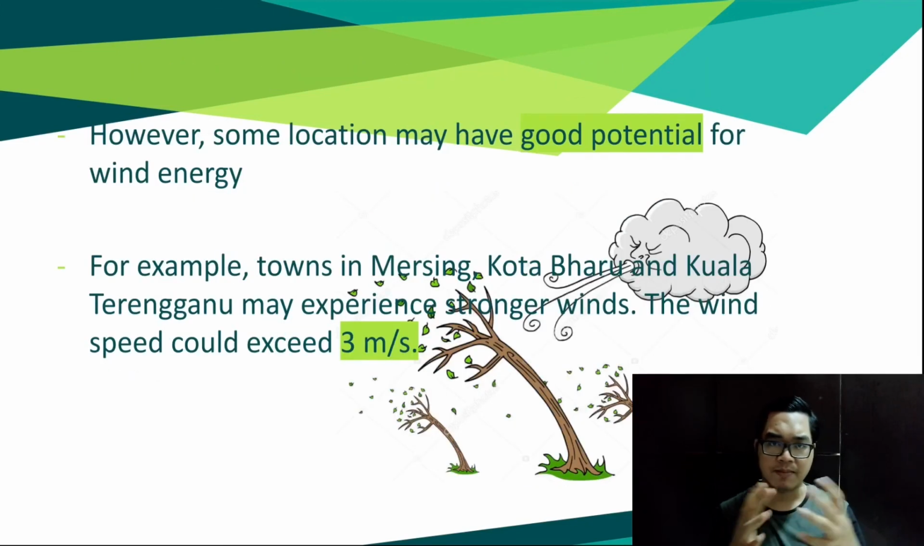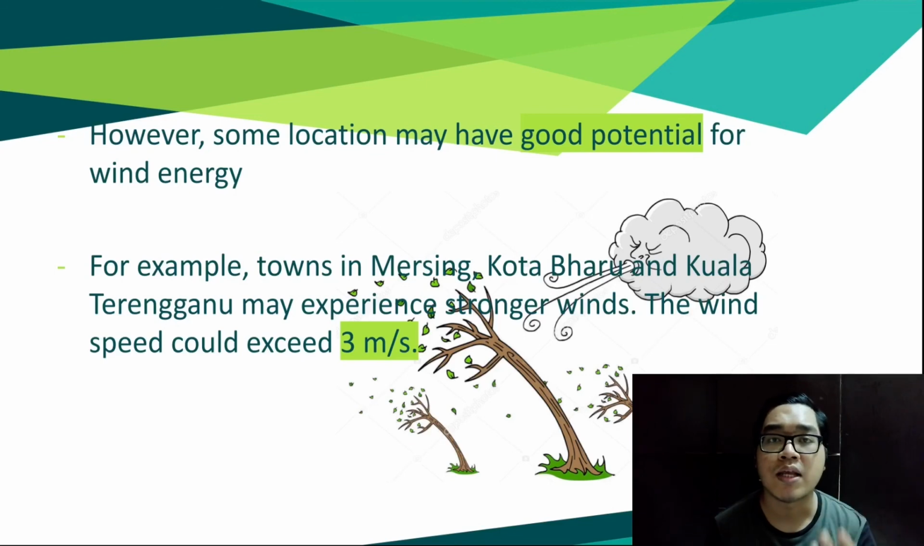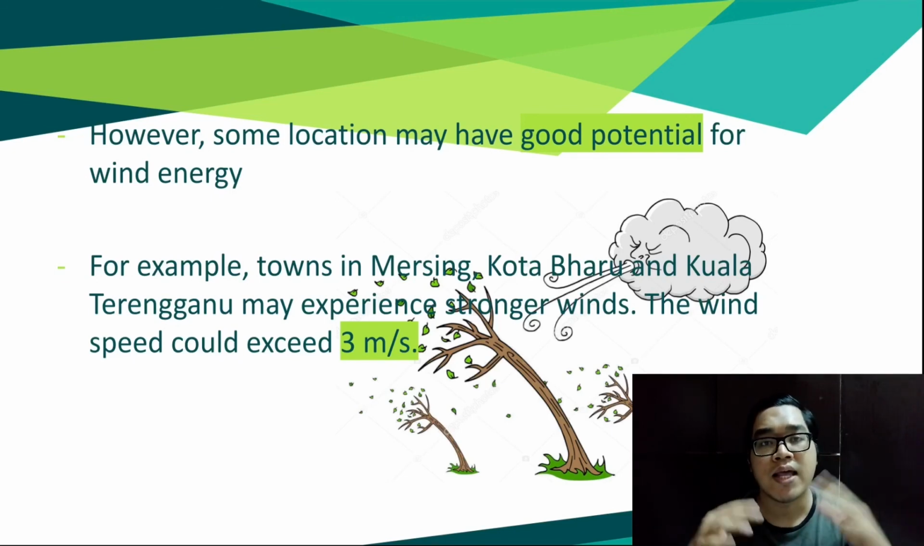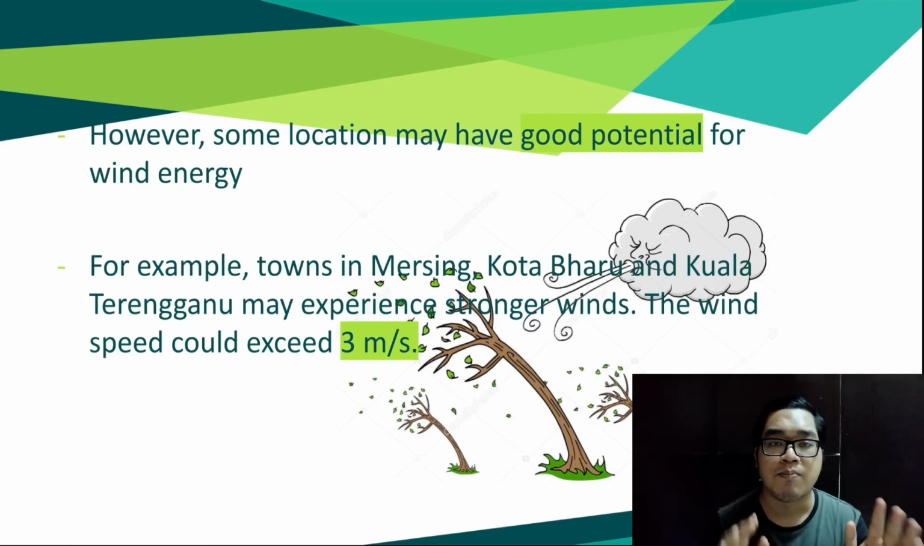However, some locations have very good potential for wind energy. For example, towns like Mersing, Kota Baru and Kuala Terengganu may experience stronger wind than other places. As proof, the wind speed could exceed 3 meters per second at those places.